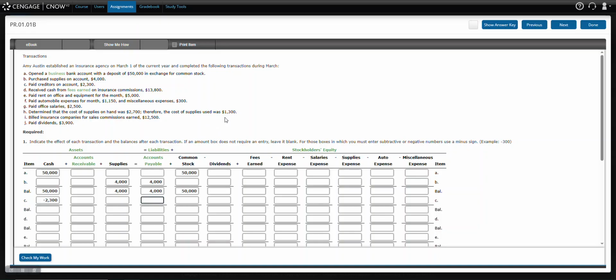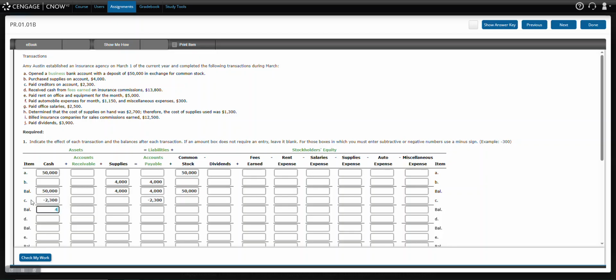So I owed the creditors $4,000 and I just paid them $2,300. So I owe them less money in the future. Think about paying a credit card statement. We want to see that balance go down. So we're going to update our balance here.